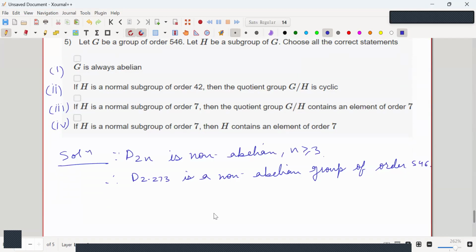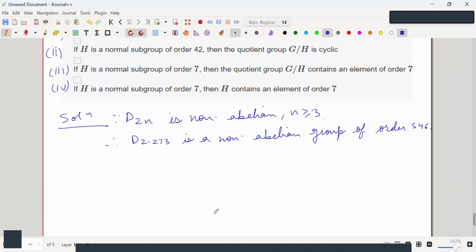A similar statement is not true when we are considering groups of odd order. Okay.